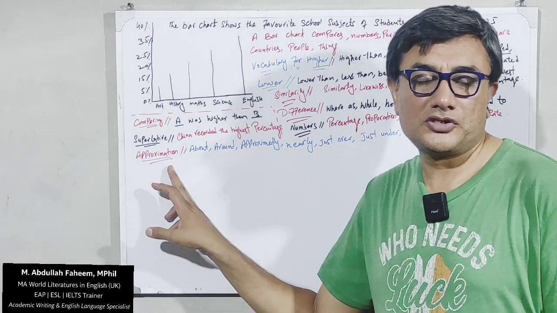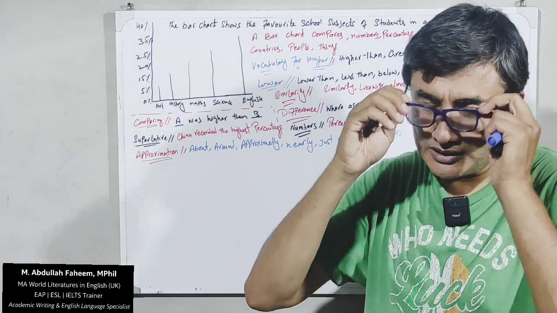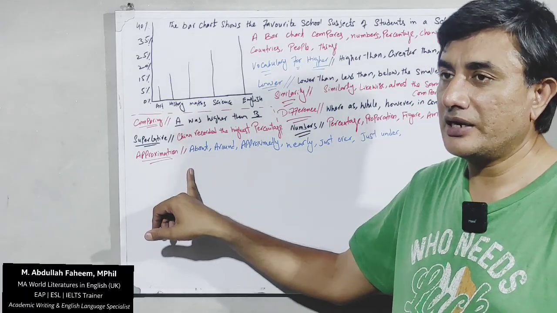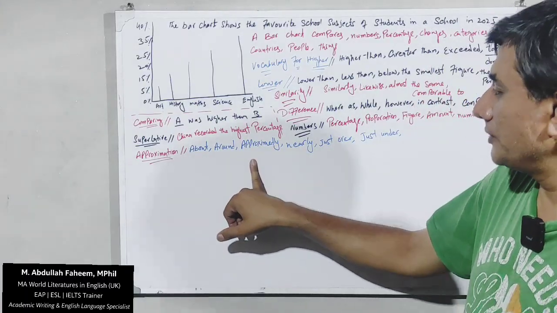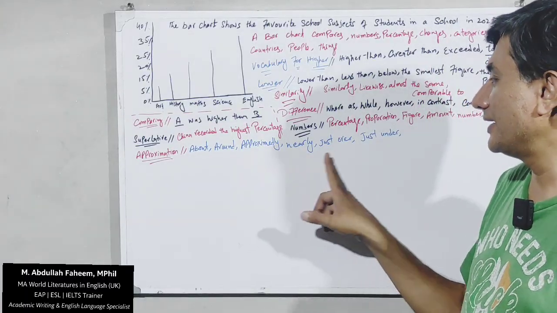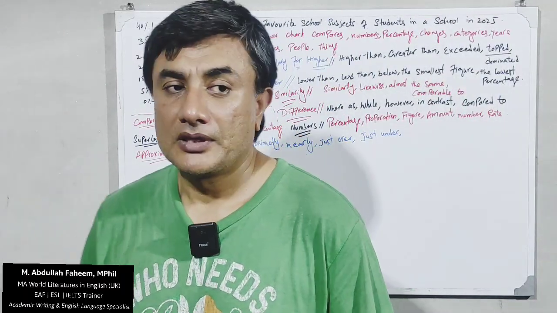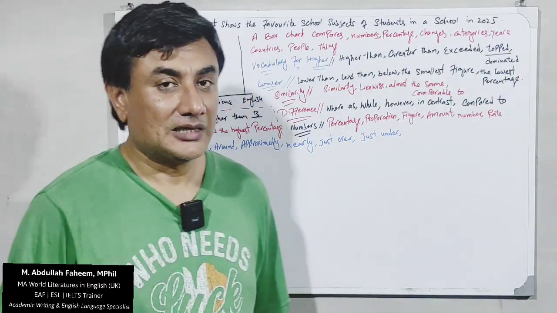अगर आप अप्रोक्सीमेशन को शो करते हैं, यानी अप्रोक्सीमेट एक अंदाजा लगाने के लिए, उसके लिए बहुत से वर्ड्स हैं, जैसा कि about है, almost है, approximately है, around है, nearly है, just over है, और just under है. So these are the words that you can use to write the bar chart.